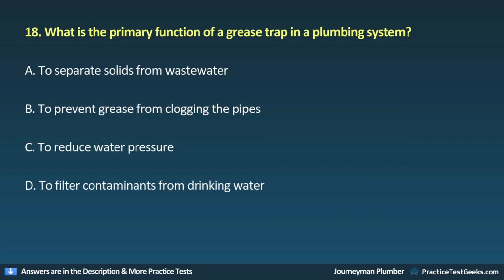18. What is the primary function of a grease trap in a plumbing system? A. To separate solids from wastewater. B. To prevent grease from clogging the pipes. C. To reduce water pressure. D. To filter contaminants from drinking water.